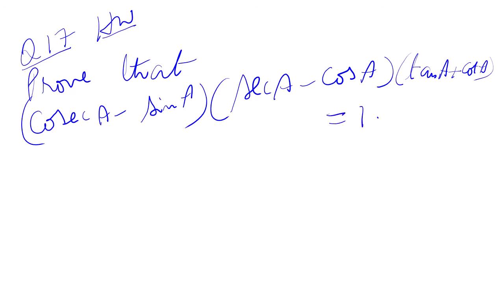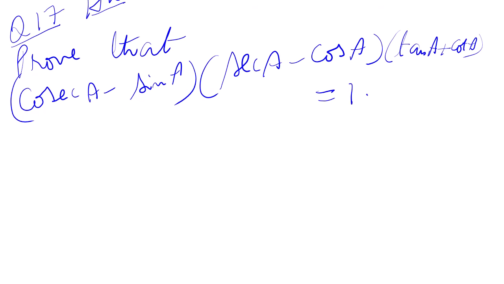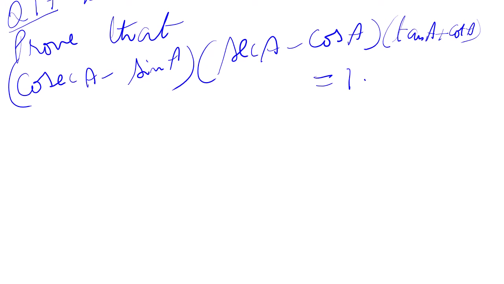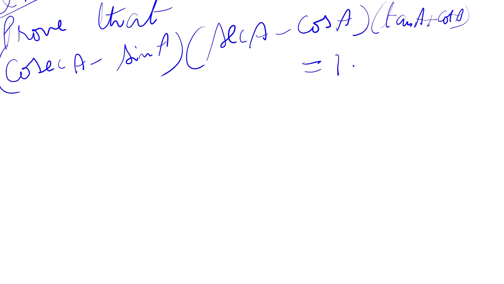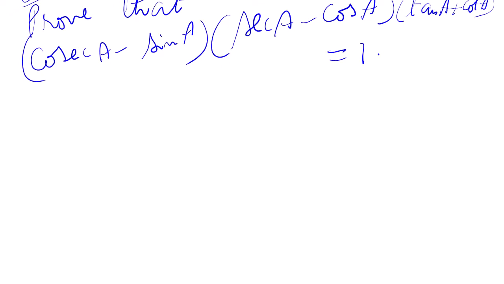This is equal to 1, you have to prove. So use the reciprocals and try to solve it, you will get it. Okay, so for cosec A you will write 1 upon sin A, for sec A you will write 1 upon cos A, and for tan A you will write 1 upon cot A, and then try to do it. Okay, if you don't get it, you can ask me. So now next question.